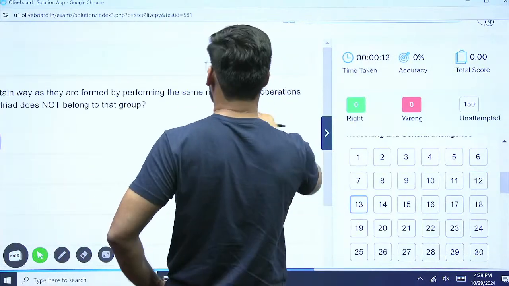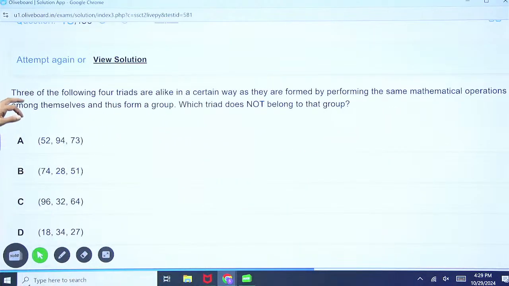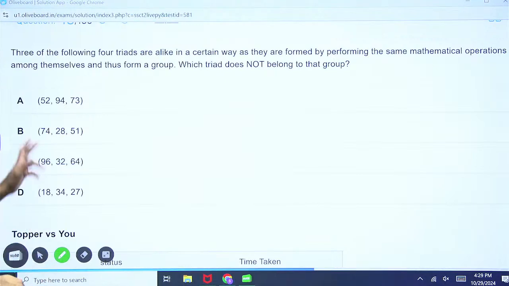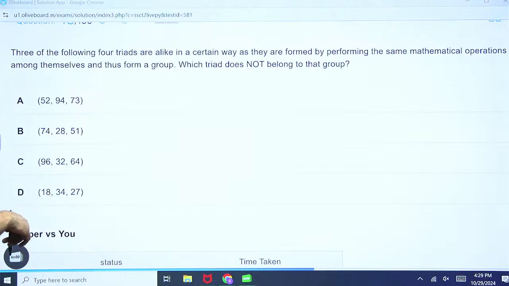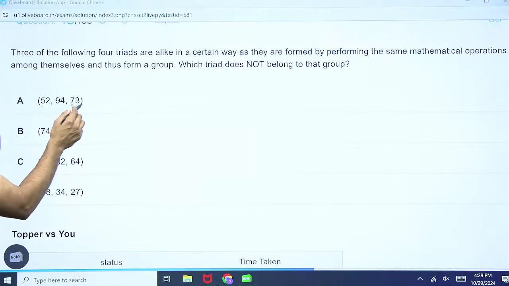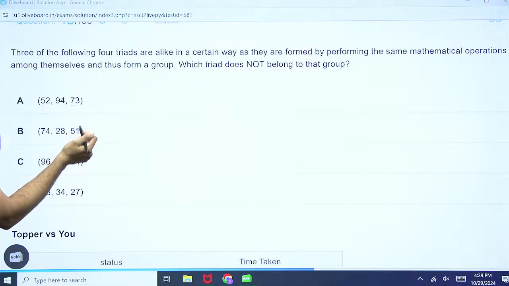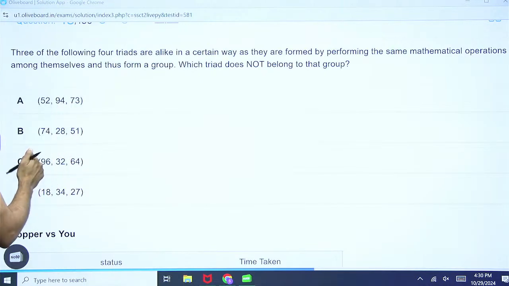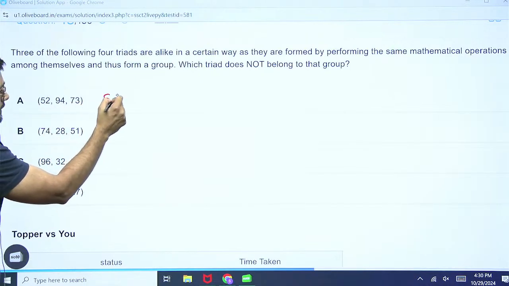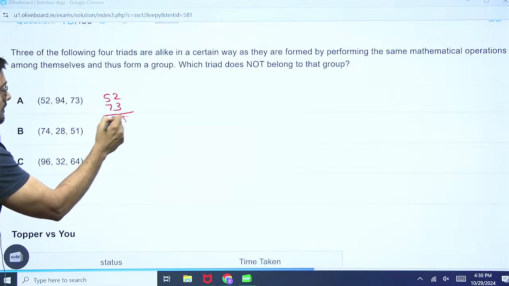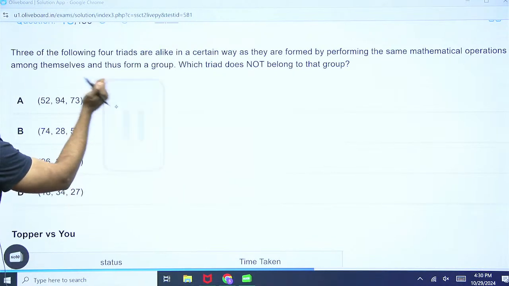Next is the 13th question on our screen. We need to find the odd one out from the given set of numbers. How can we find it? These are the two smaller numbers. We cannot do multiplication and division here, right? 52 plus 73, what will it give? 125. We cannot make 94.